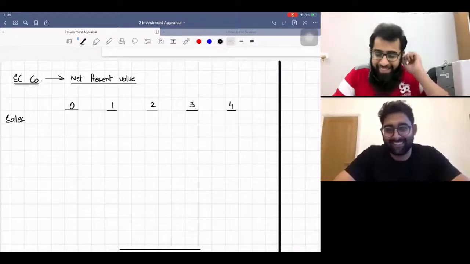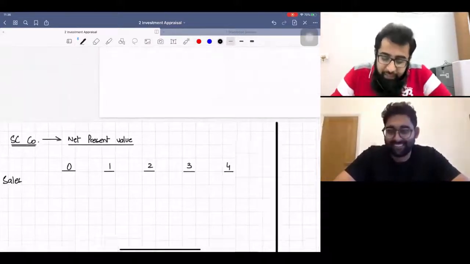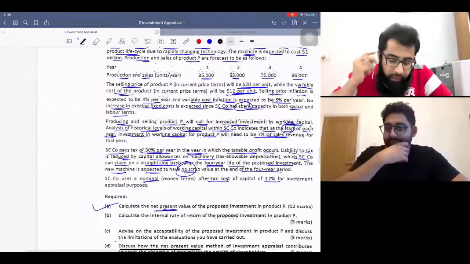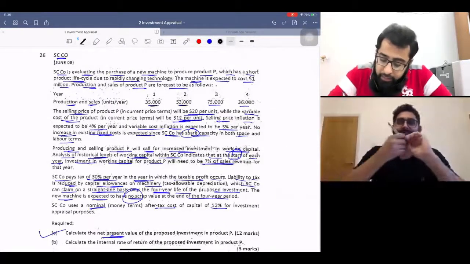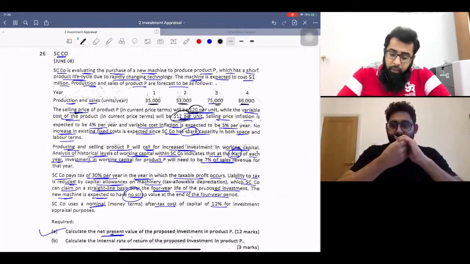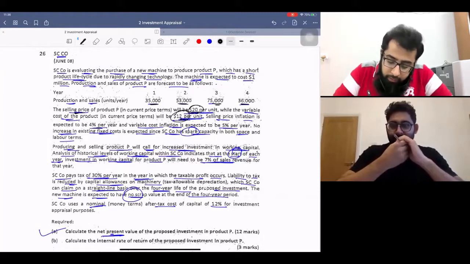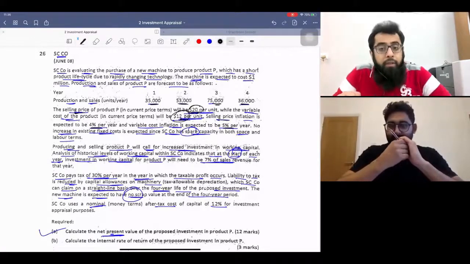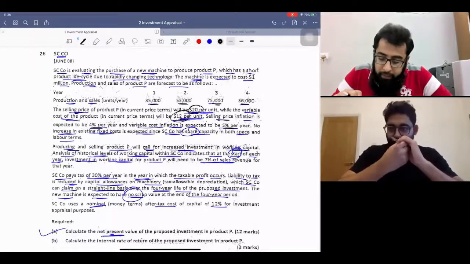So let's look at sales first of all. 35,000, 53,000, 75,000 and 36,000 units. But first of all, we have to calculate the inflated selling price and variable cost, $20 and $12. Inflation is 4% for selling price and 5% for variable cost. So let's make an analysis again.